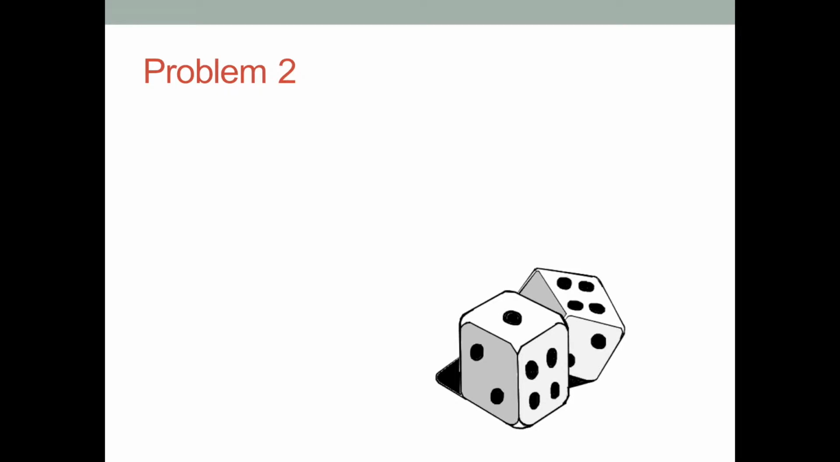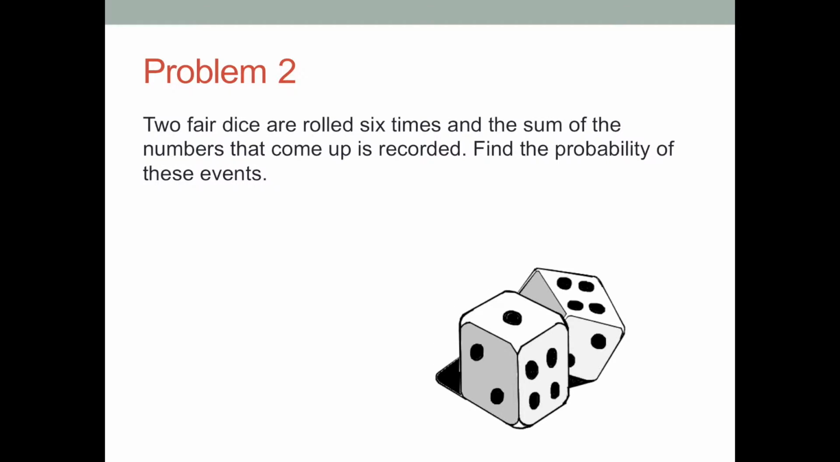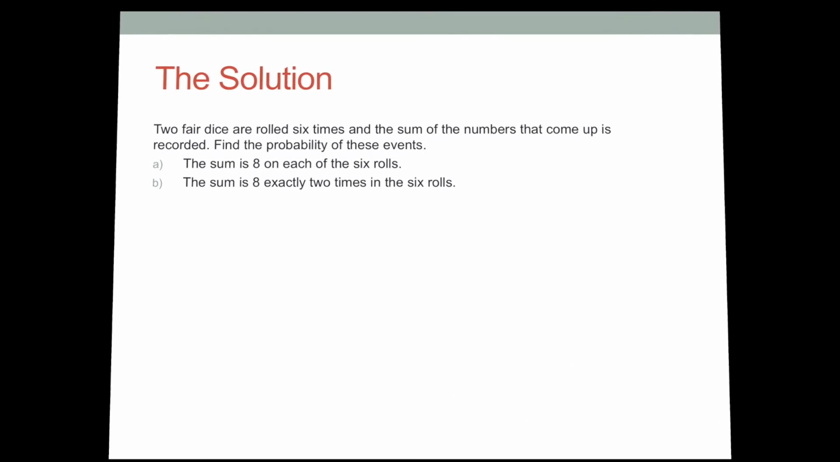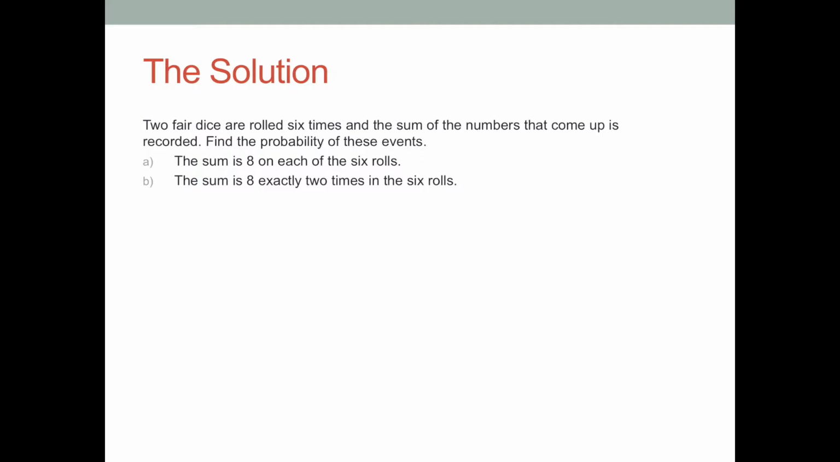Here's our second problem. 2 fair dice are rolled 6 times, and the sum of the numbers that come up is recorded. Find the probability of these events. A, the sum is 8 on each of the 6 rolls, and B, the sum is 8 exactly 2 times in the 6 rolls. To find the solution, let's consider part A.